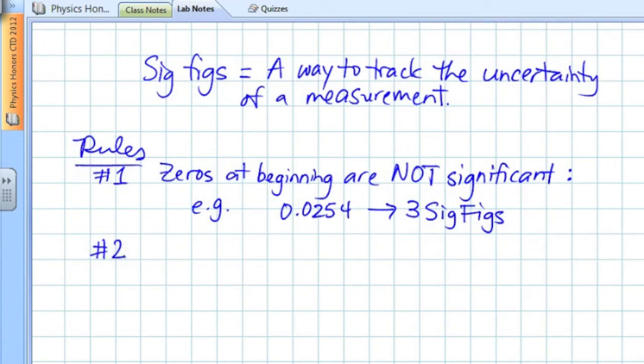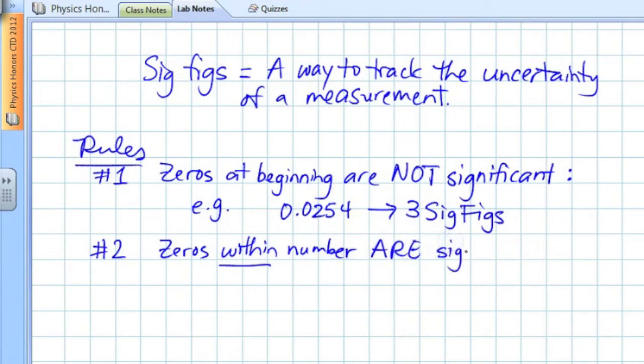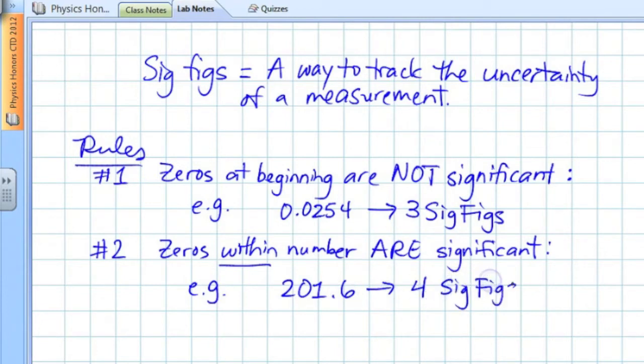Rule number 2. Zeros within the number are significant. So, for example, if I write the number 201.6, that has 4 sig figs. That 0 in the middle between the 2 and the 1 is a significant digit.